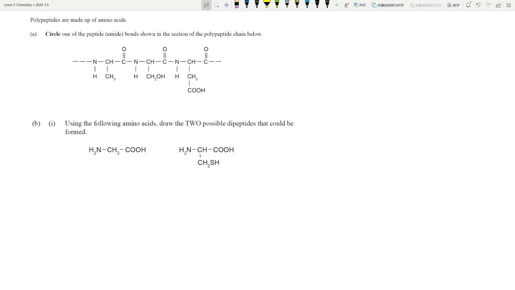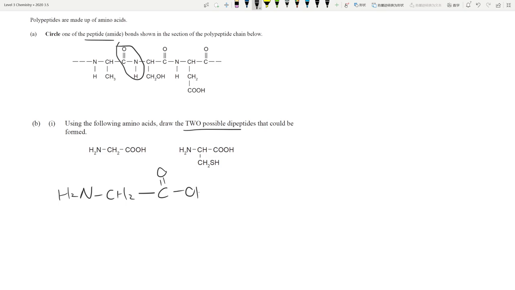Question number three. So we are looking at peptides. Circle one of the peptide bonds. You're just looking for CONH, so just that, done. Then draw the two possible dipeptides. Again, this is just copy pasting, all right? So you just copy paste, and put one on the left.